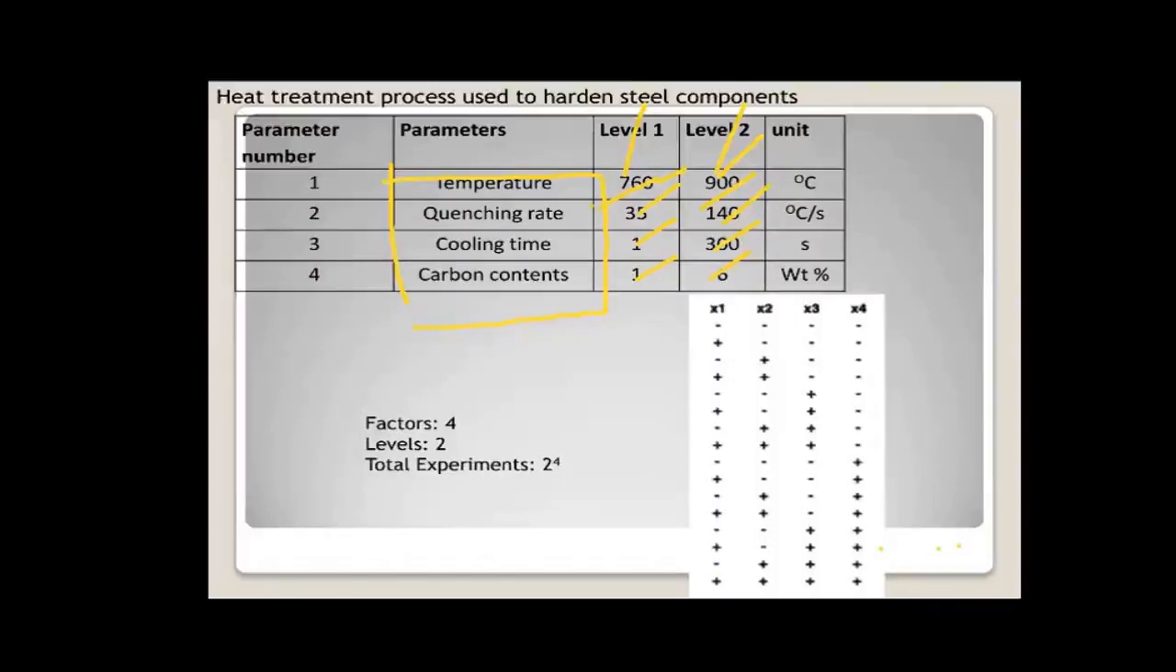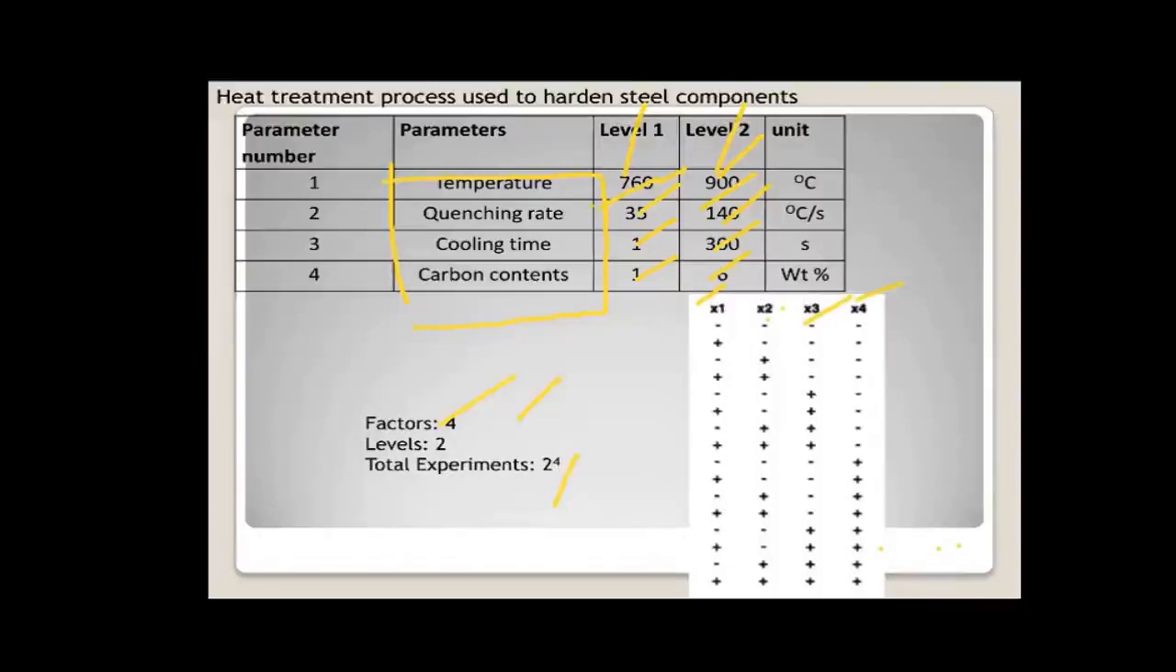Here I have shown how many factors are there? 4 factors. How many levels? 2 levels. So how many experiments? Levels raised to the factors, so 2 raised to 4 will be the number of experiments. Now I am naming the factors: the first factor x1, second x2, third x3, and fourth x4.